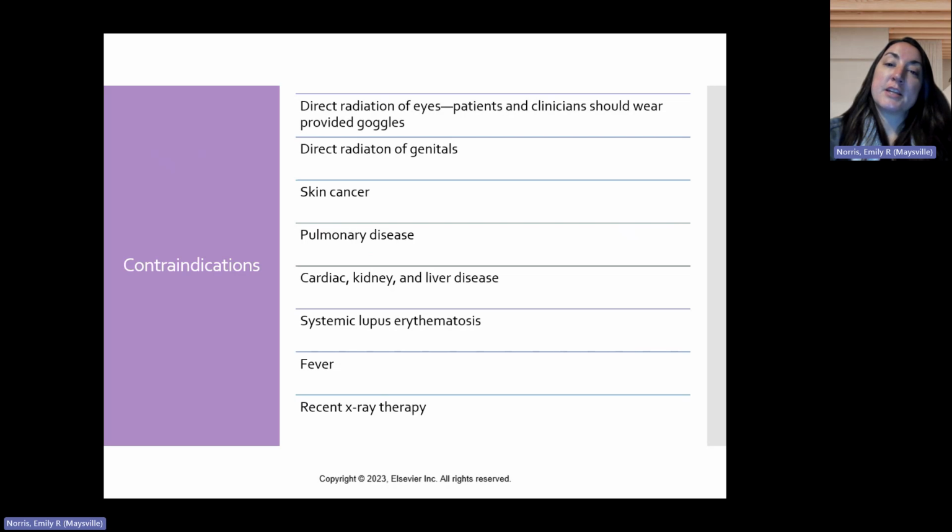Some of the contraindications, of course, you'll have to know these in the precautions. So you do not use UV over the eyes, just like with EMR. Do not use it directly over the genitals or in patients who have skin cancer, pulmonary disease, cardiac, kidney, or liver disease, systemic lupus, fever, or a recent x-ray.